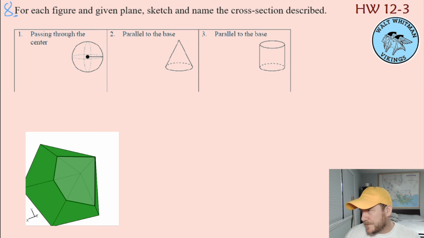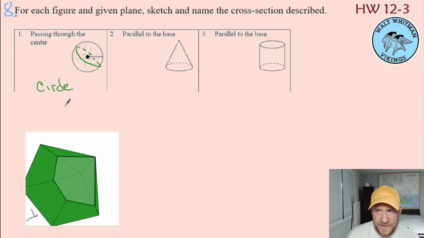So the first question is as easy as it gets. We know that with a sphere, you just literally can't get any shape other than a circle. So if I'm supposed to have a slice that passes through the center, then even if I'm on a diagonal, I still get a cross-section that is a perfect circle.